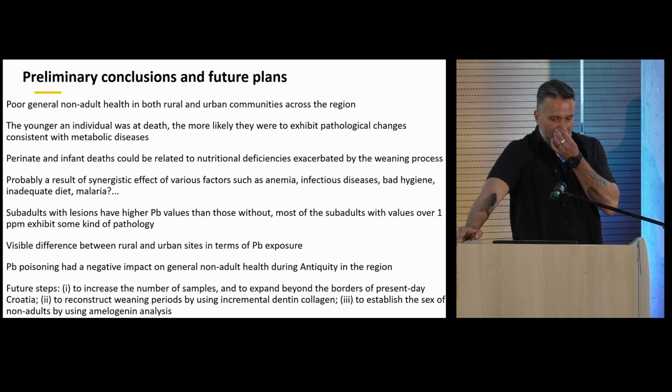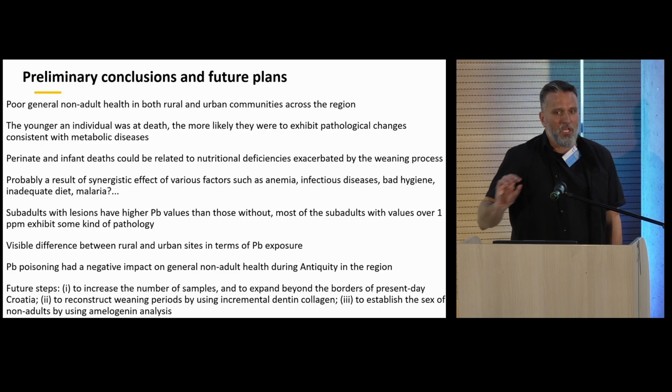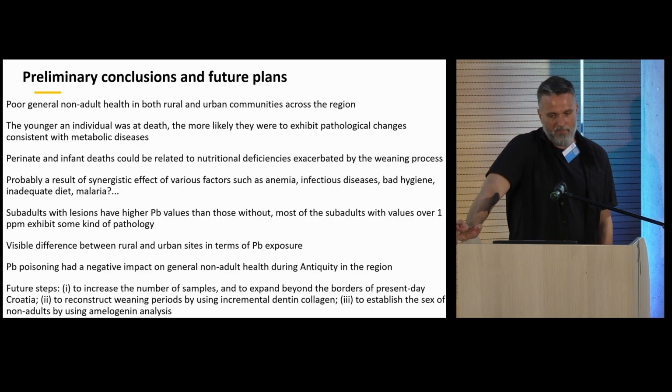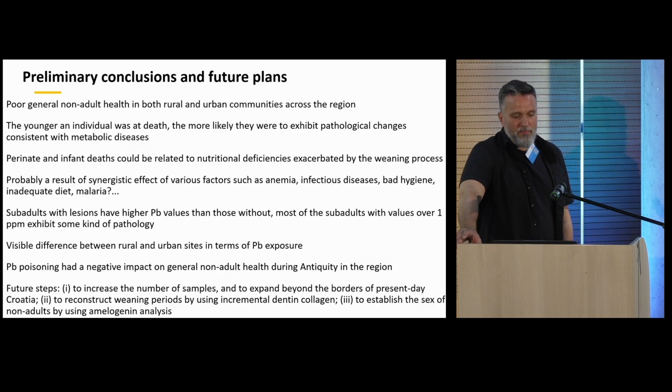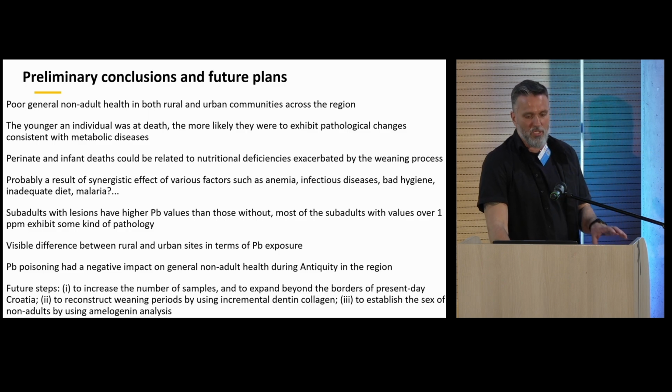And when we are talking about lead, obviously we could see that subadults with lesions have much higher lead values than those without, and most of the subadults with values over 1 ppm did exhibit some kind of pathology. So it seems that lead was one of the major causes of these diseases. And obviously there are visible differences between rural and urban communities in terms of Pb exposure. I think we can sum it up in one sentence so far: preliminary results show that lead poisoning had a negative impact on general non-adult health during antiquity in the region.